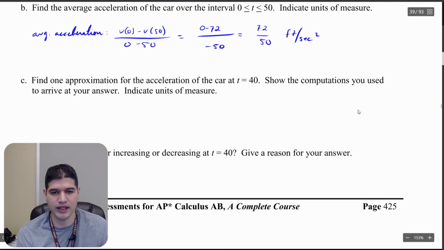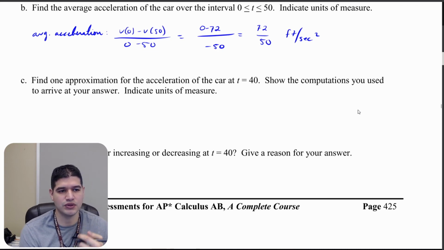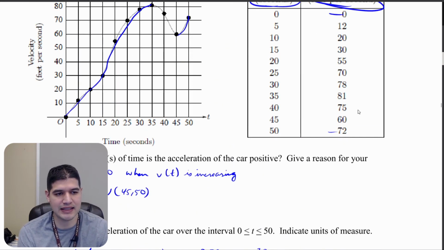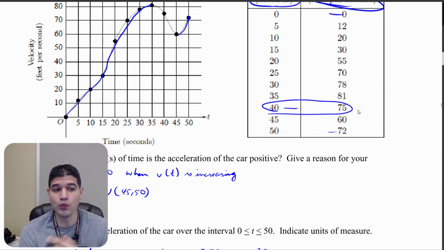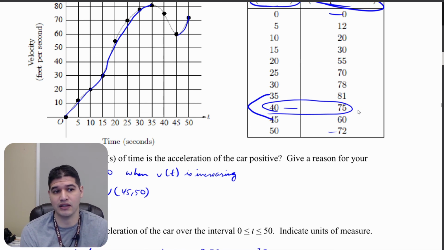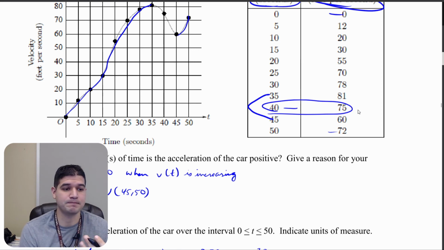All right, a couple more here. So we want to find one approximation for the acceleration of the car at time t equals 40, and we want to show how we're getting it. What we want here is the exact instantaneous acceleration. Well, we can't find the instantaneous acceleration here because we don't have a derivative. But what we can do is use the points around it and find the average acceleration. And that could be a good approximation for the instantaneous acceleration at that point.